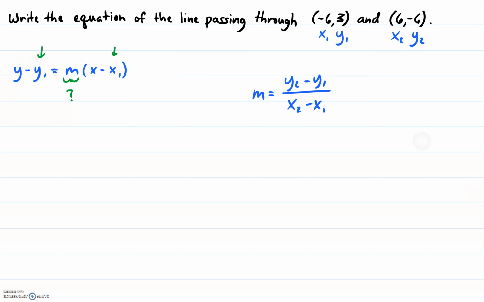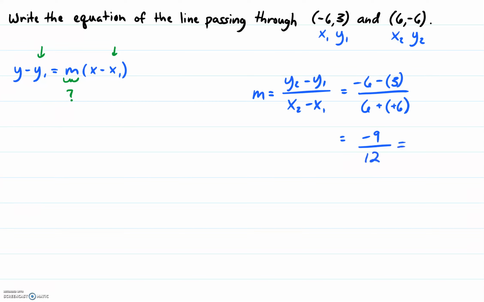So let's go ahead and fill in these values and figure out what the slope is. So y2 is -6 minus y1, which is 3, over x2, that's going to be 6, minus x1, that's -6. And then we need to simplify as much as we can. -6 minus 3 is going to give us -9 on top. And in the denominator, 6 minus a -6, the two negatives will cancel, giving us a positive between them, and 6 plus 6 is going to give us 12.